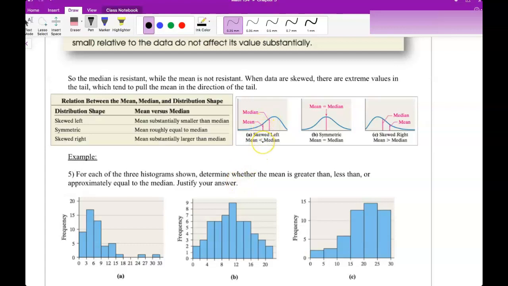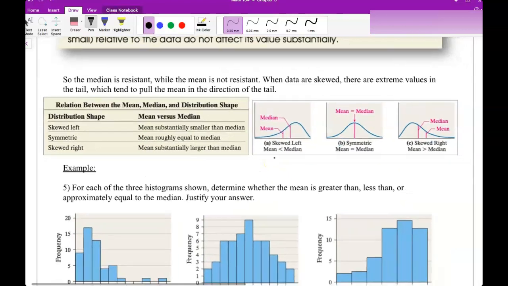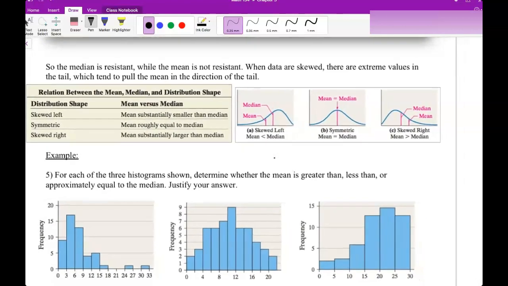Okay, here again we have symmetric, skewed left, skewed right. We had these in the previous section. Skewed left means the left tail is longer than what we have on the right. Then symmetric is bell-shaped, so mean is equal to median. And here is skewed right, where the right tail is longer than what we have on the left.